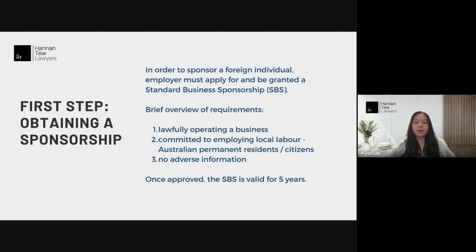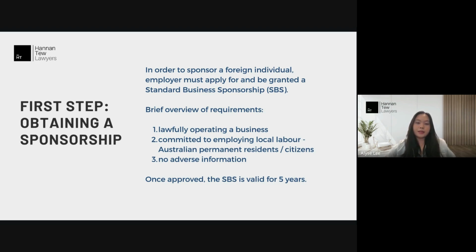Thirdly, there must be no adverse information about the business that would impact their ability to be a sponsor. Adverse information could include any breaches of workplace laws, previous sponsorship non-compliance, or any financial instability. So the business has gone bankrupt, for example.